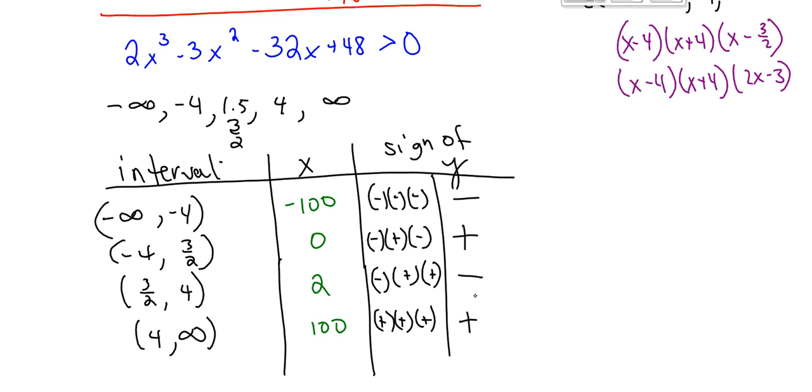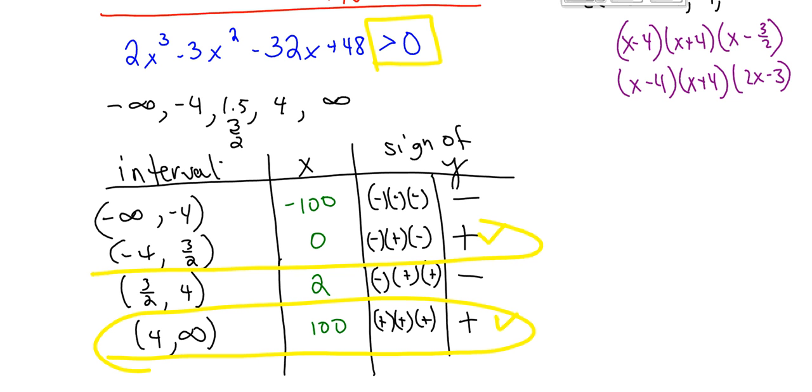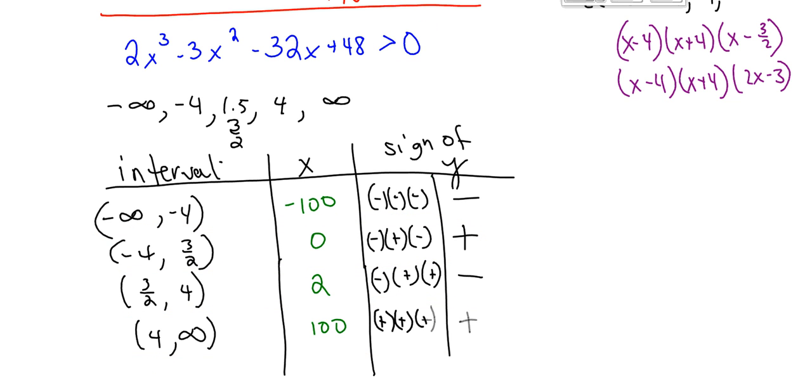And now I want to look up at the fact that I wanted this to be greater than 0. So things that have greater than 0 are in this interval and that interval. So those are going to be our solution intervals. And let me get rid of some of that yellow, and I'm going to put a little star by this positive one and this positive one, and I'll just circle those as we go.